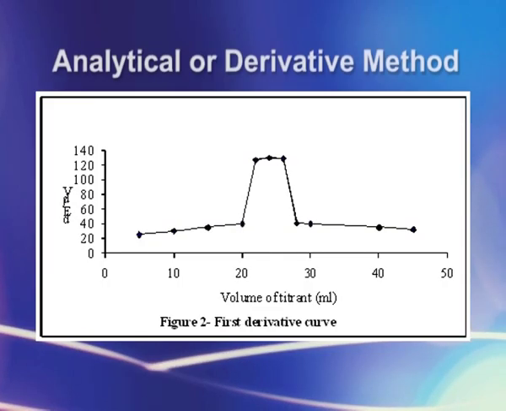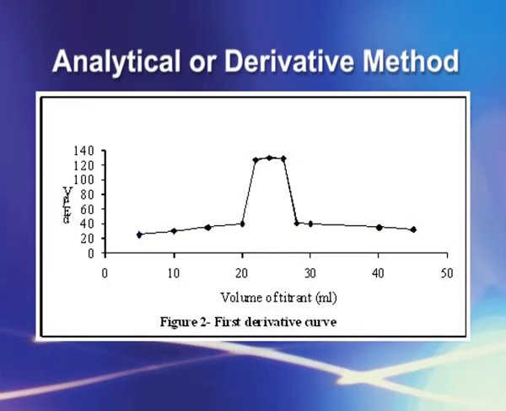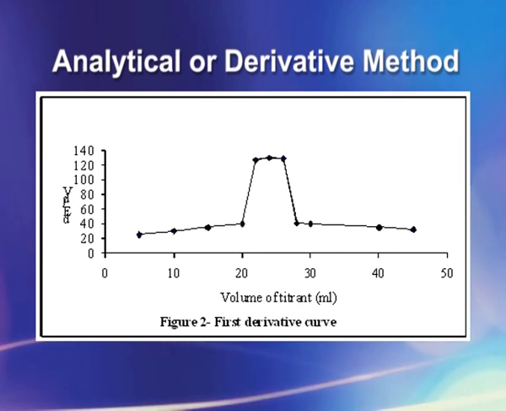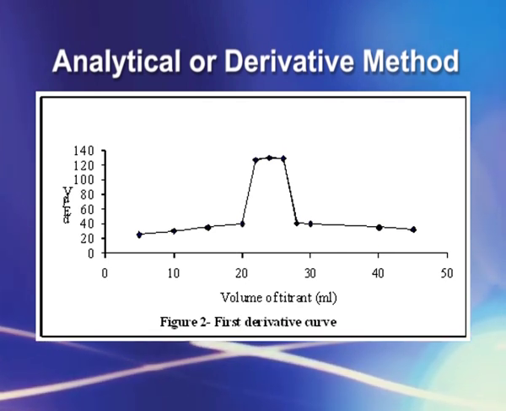B. Analytical or derivative method. In this method, the end point can be more precisely located from the first or second derivative curves. The first derivative curve involves the plot of the slope of the titration curve, delta E by delta V, that is the ratio of change in EMF and change in volume added, against the volume of the titrant added. Most frequently, delta E by delta V is plotted against the average volume of titrant added corresponding to the values of EMF taken. Volume on the x-axis corresponding to the peak of the curve is the endpoint of the titration.